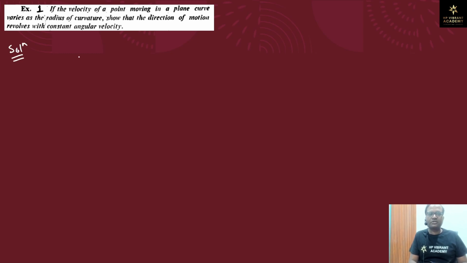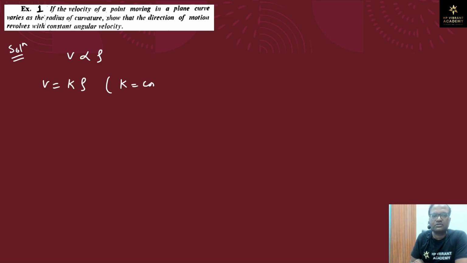What is given in the question? Velocity of a point moving in a plane curve varies as the radius of curvature, so that the direction of motion revolves with a constant angular velocity. Okay, so let us solve this. We have the velocity is proportional to the radius of curvature. So we can write v is equal to k rho, where k is a constant.